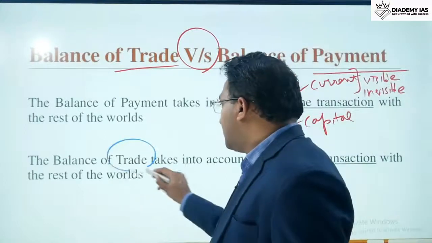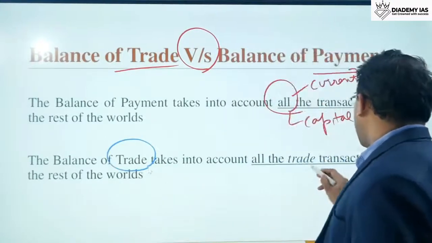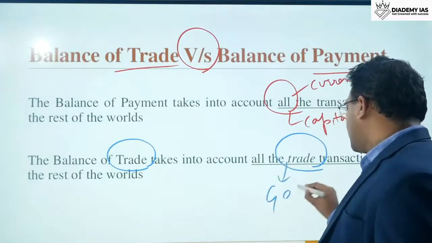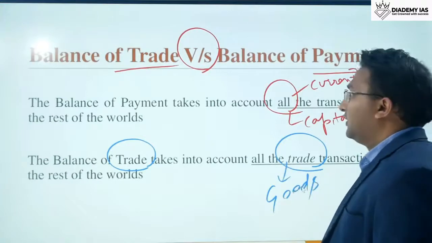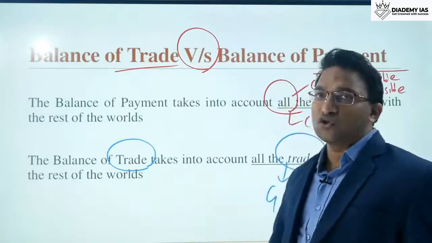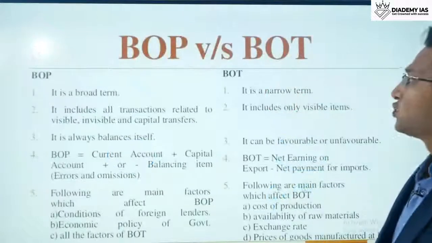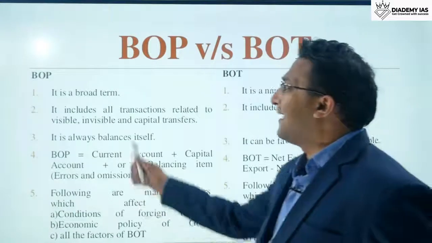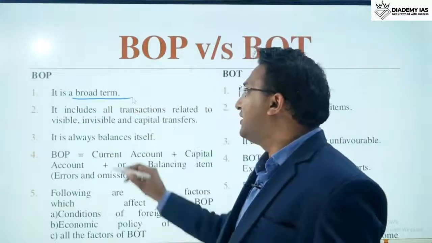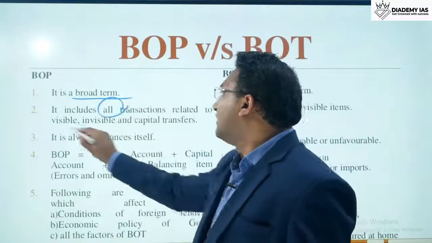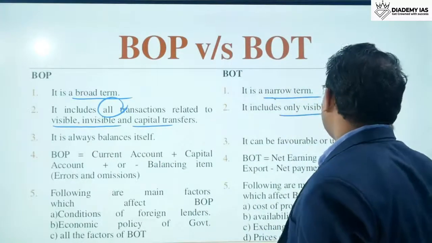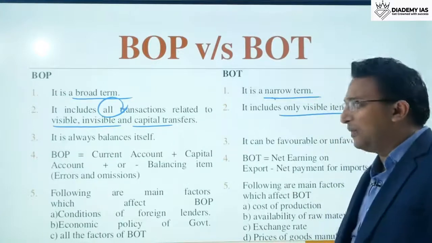The balance of trade takes into account all the trade transactions with the rest of the world. So here the trade of goods, that means the import and export only, right? So balance of trade is a component of the balance of payment. So here we can see the difference between balance of payment and balance of trade. Balance of payment is a very broad term because it includes all the transactions, whether they are visible, invisible or capital. Balance of trade is a narrow term because it includes only visible items, only and only visible items.